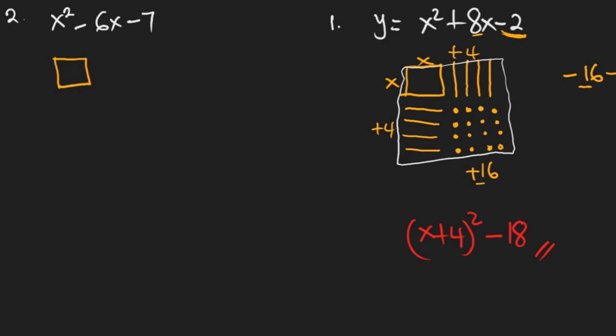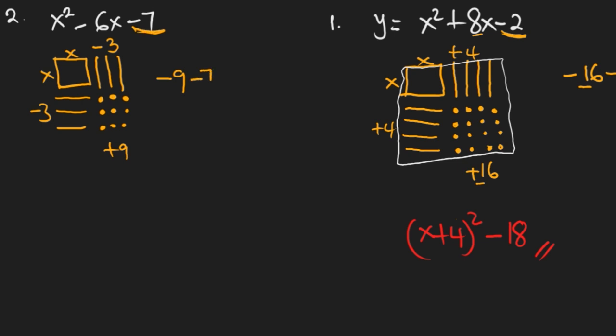I split the x squared as x and x. This is negative 6. Let's focus on the 6. So we divide 6 into 2. So that gives us 3 strokes here, 3 strokes down. Since this is minus 6, I write minus 3, then I write minus 3. I complete this square by adding these dots or points here, and that gives me 9 of them. So this is plus 9. So in my solution, since I use plus 9 here, it means I'll use minus 9. Then I add this last number here, which is minus 7, and that gives me minus 16.